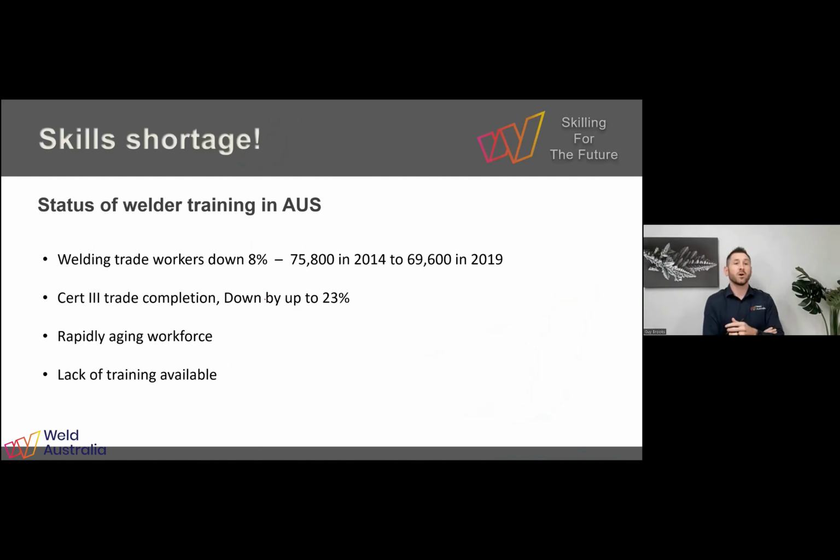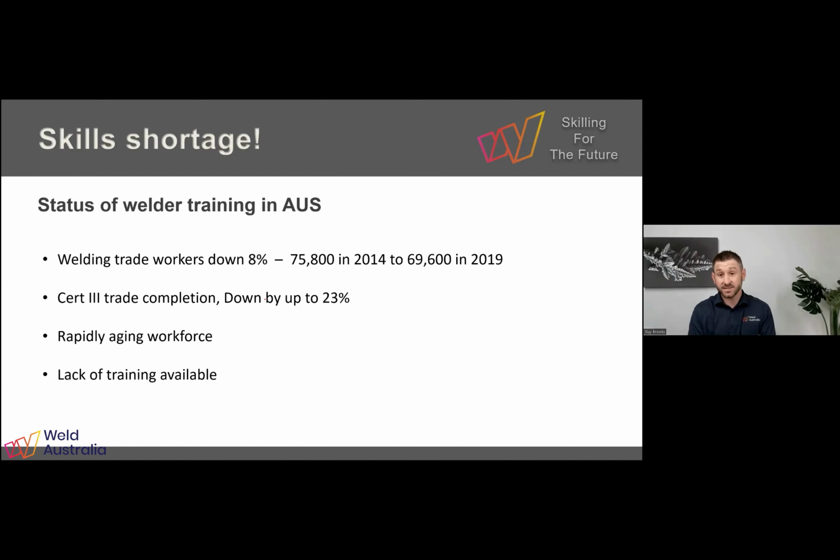All right, cool. So I'm going to go through the status of welder training in Australia. So what do we have? I know you've heard people bang on about it, but we essentially have a skill shortage. Now, this is genuine. These stats are from 2019, but welding trade workers were down 8%, from roughly 75,000 to 69,000 from 2014 to 2019. Now, these are genuine stats.